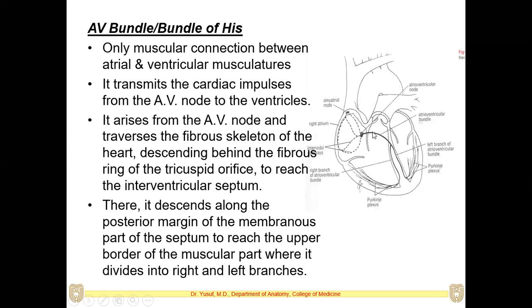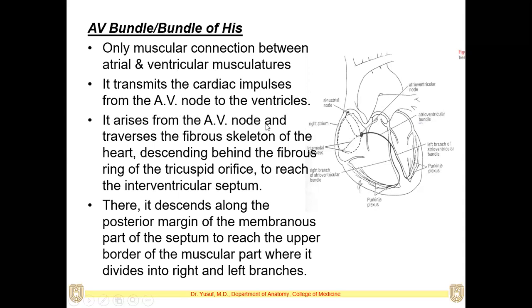This is also muscle, even though it is acting like a nerve conducting the impulses. It is also a muscle, a specialized cardiac muscle. Okay. It transmits the cardiac impulse from the AV node to the ventricles, as I said. So this is the only connection, and it transmits the impulse from the AV node to the ventricles.